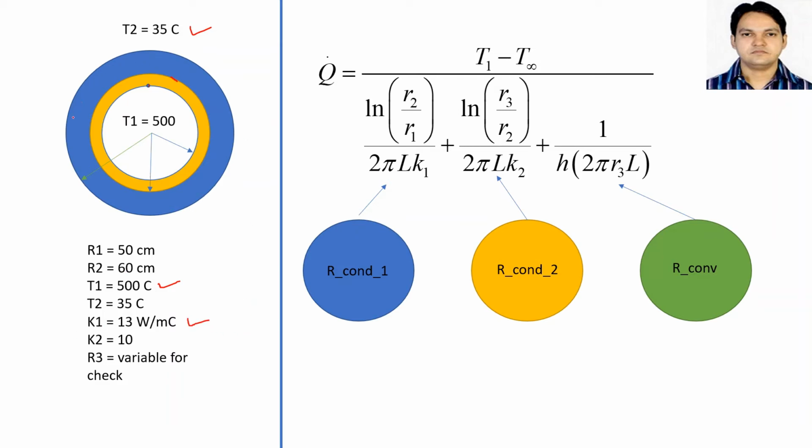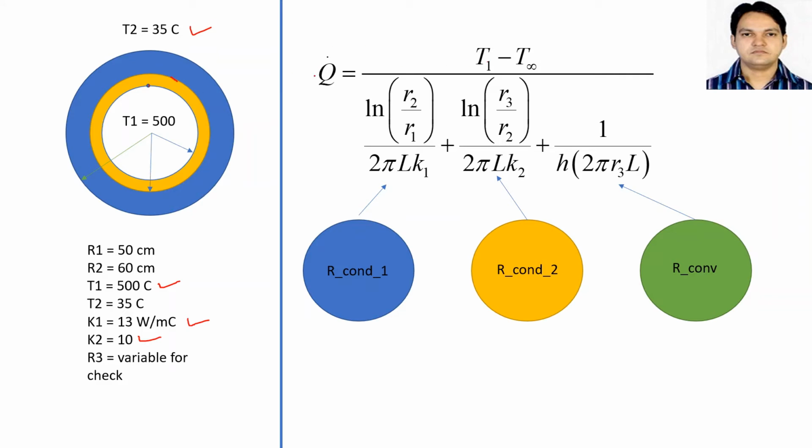Second, the blue color is insulation, and for the sake of calculation we have assumed that its conductivity is 0.10. Now, R3 we will keep as a variable, so we will go on increasing the R3 value. When we increase R3, with insulation conductivity K2 equal to 10, we will check the conduction resistance offered by the insulation, and the convection resistance because of the given atmospheric conditions.